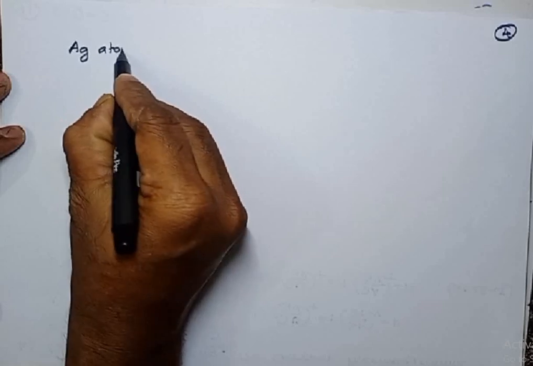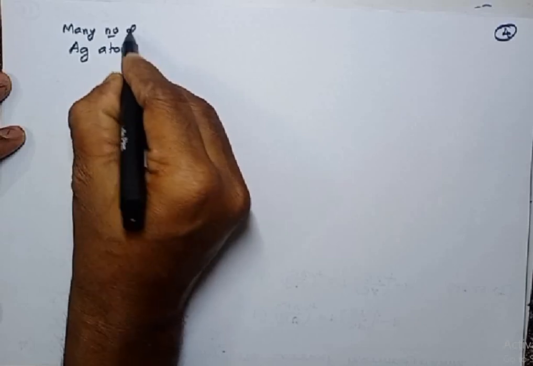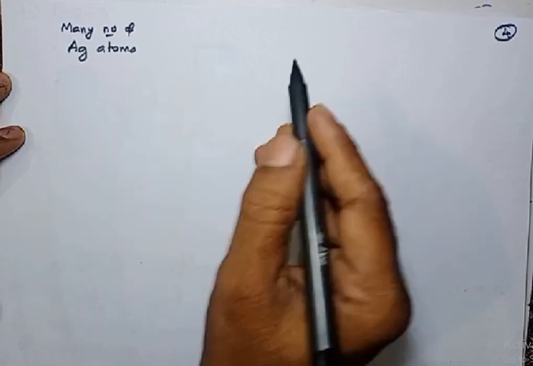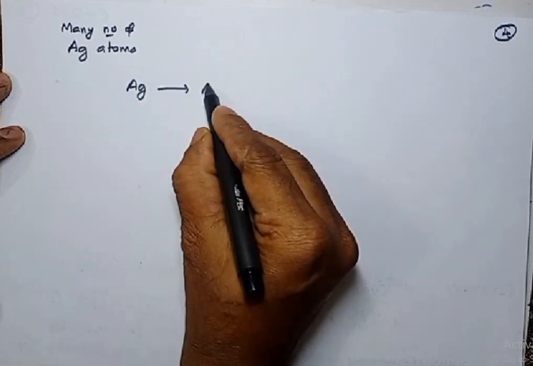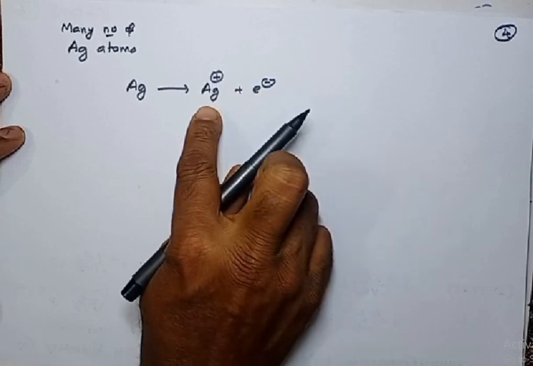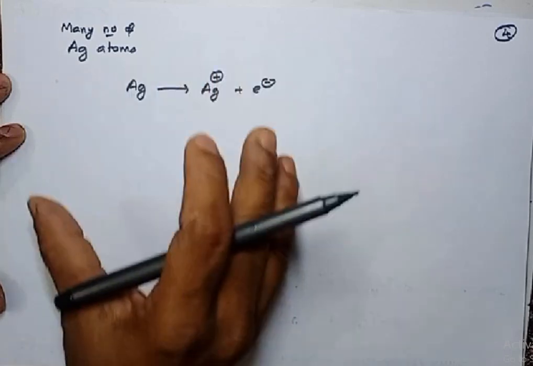Observe this carefully. In the case of metallic crystals, suppose I take silver atoms, many silver atoms. When they form a solid, each silver atom loses one electron, releases one electron and becomes a metal cation. And what will happen? These metal cations form the crystal lattice.